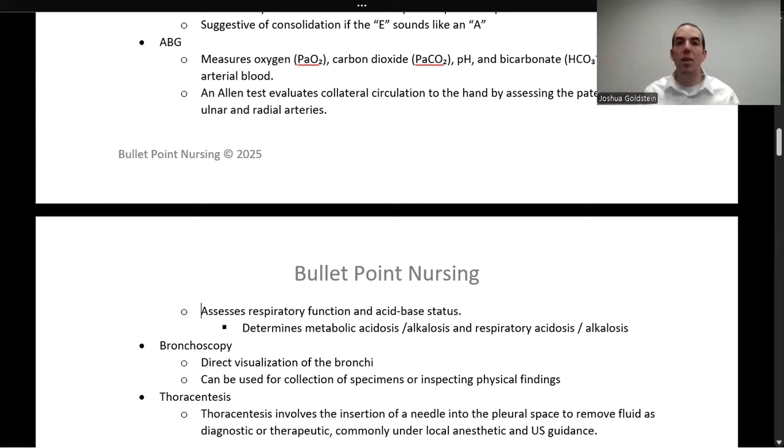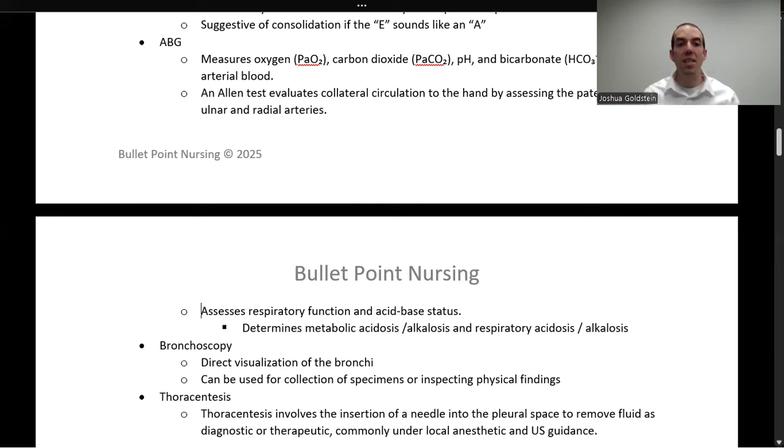I've never had an Allen test come up with showing me a problem, but it's certainly something that you would be expected to be knowledgeable of as an RN. Granted, RNs don't generally do ABGs, but there are certain settings and units where you may be doing them. And like I already mentioned, the ABG is used to assess respiratory function. It checks your O2, your CO2, your bicarb, and it also is foundational, assessing your acid-base balance, such as metabolic acidosis and alkalosis, and respiratory acidosis and alkalosis.